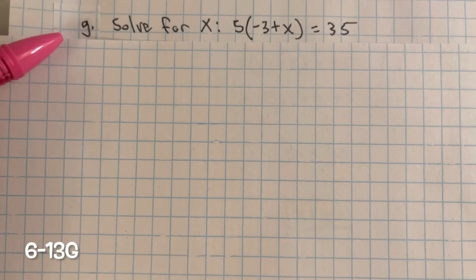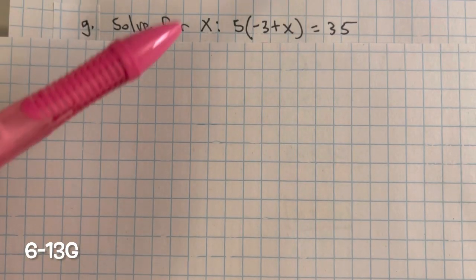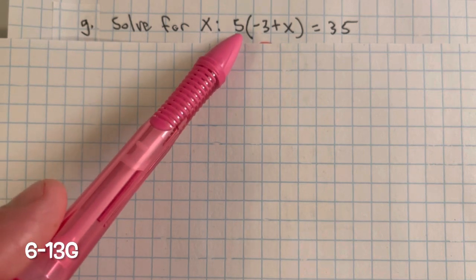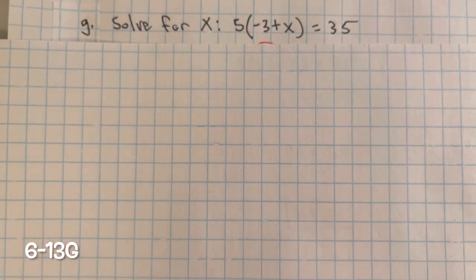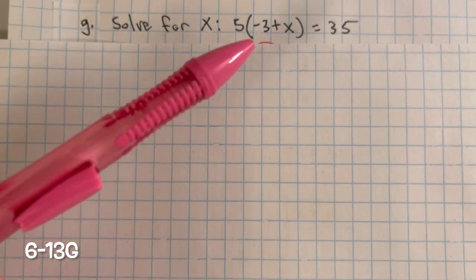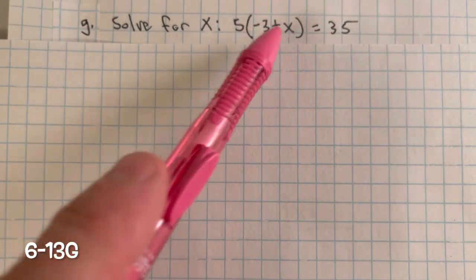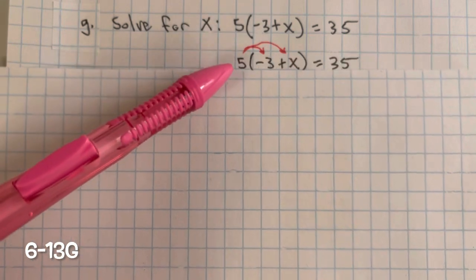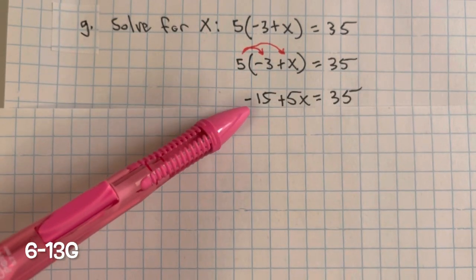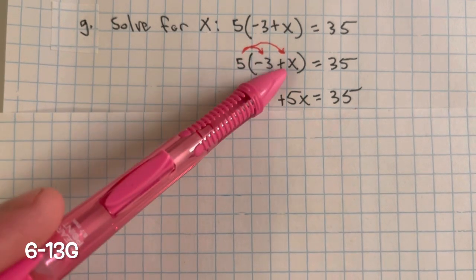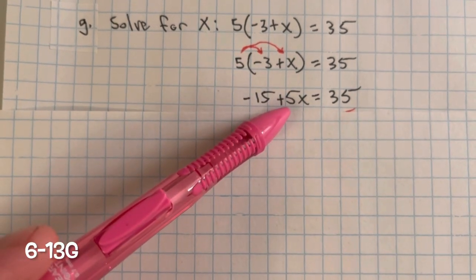Problem G, we're solving for x. On the left side, we're going to have to simplify by distributing the 5 to both terms in the parentheses. So we have 5 multiplied by negative 3, which is negative 15. 5 multiplied by x is 5x.